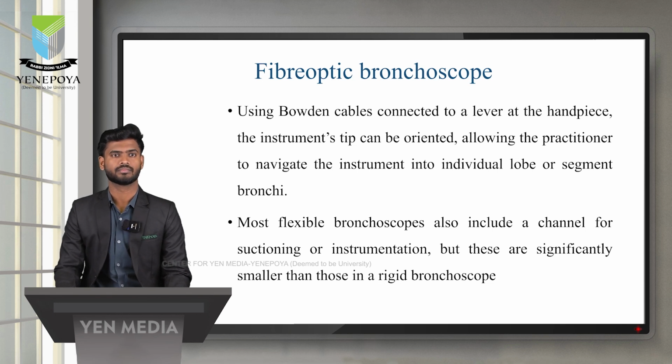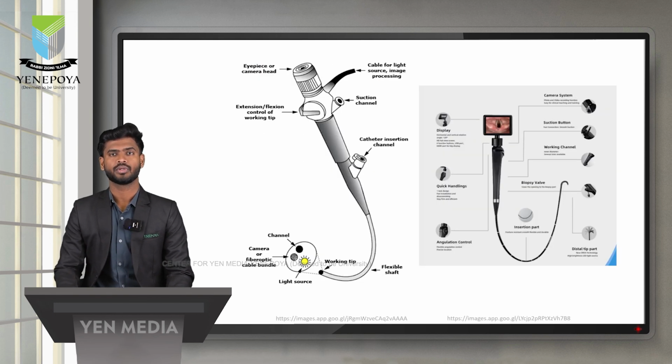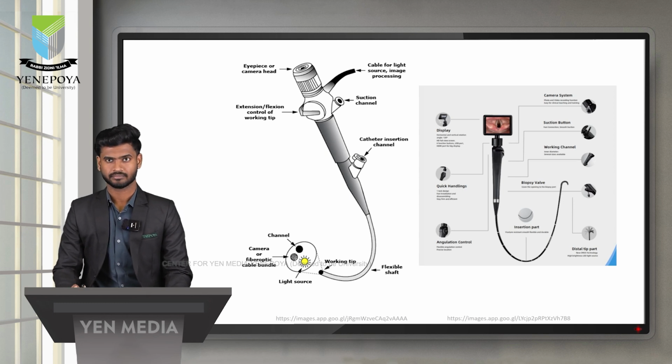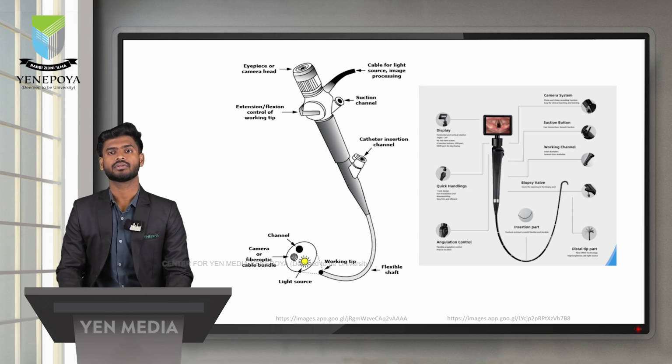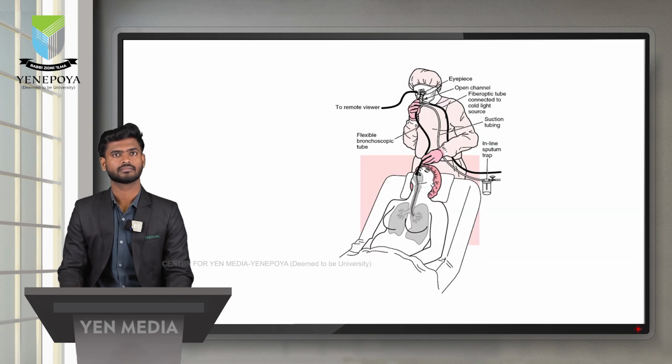Now we can see two images. On my left, you can see a flexible fiber optic bronchoscope, that is an optical bronchoscope, and on the right side is a flexible fiber optic bronchoscope which is attached with a display. So, on the left side, only the practitioner can see the lung parenchyma, whereas on the right side of my image, it shows a display connected, so as the tip enters into the lung parenchyma, it will be displayed in the pictures.